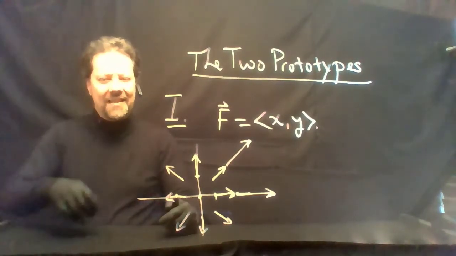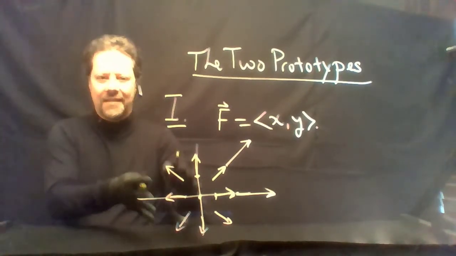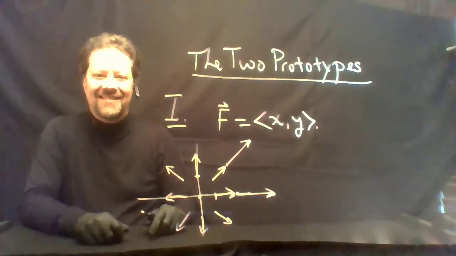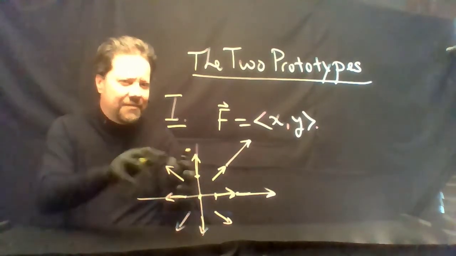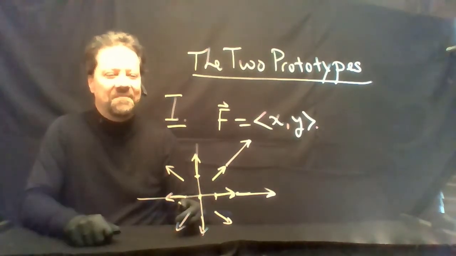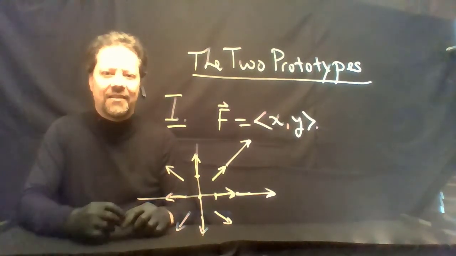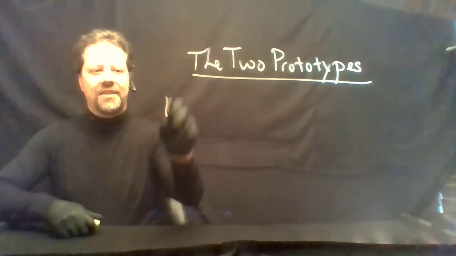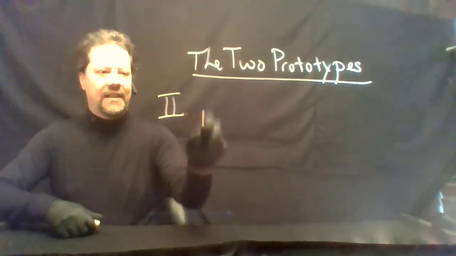Would you say that these vectors in this vector field diverge? They're all kind of divergy, if you will. That's kind of characteristic of this first prototype. There's a second prototype that I would like for you to be aware of.